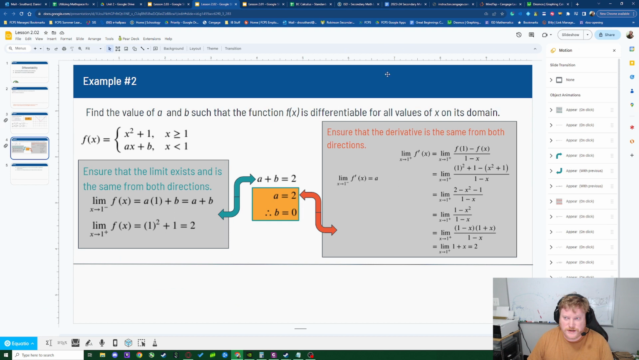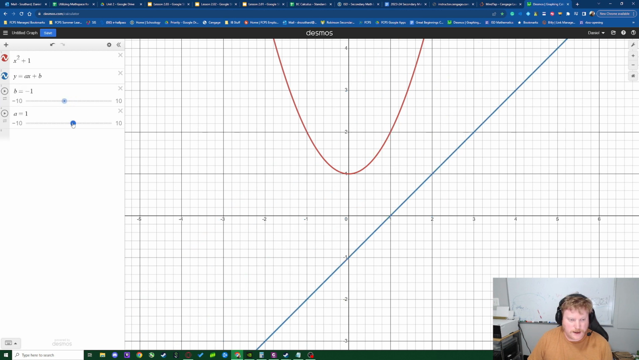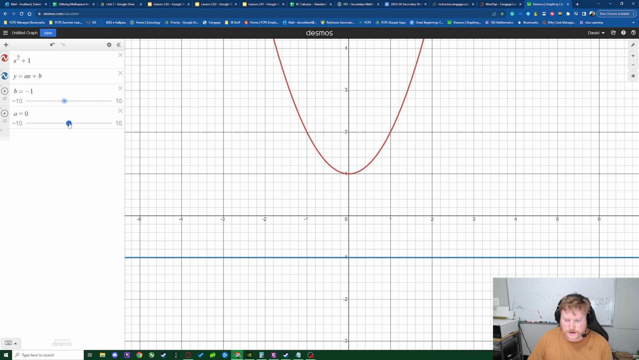So one thing that I would like to show you is a Desmos graph, where you can see here that I have the x squared plus 1, the top part of the function graphed. I have the ax plus b, the bottom part of the function graphed. And you can see that I have created 2 sliders for a and b. So we can test out some values for a and b. Okay, so what you can see is as I move b, the line moves up and down. And as I move the slider for a, the line gets steeper or becomes negative.